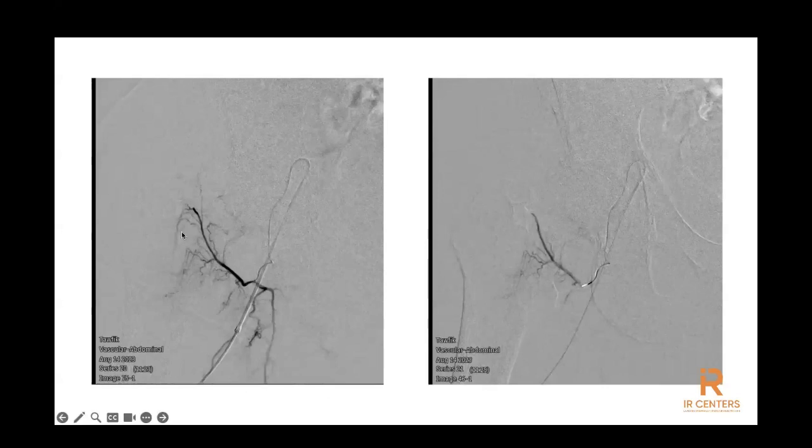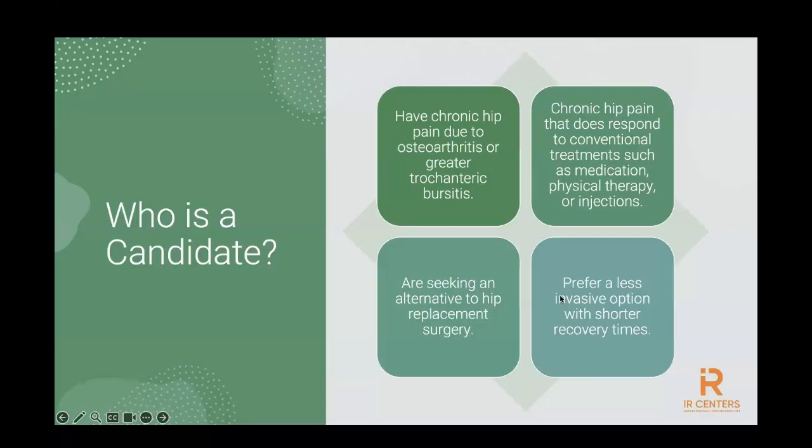And here's another example in somebody who has maybe a milder case where you see this area here and these abnormal arteries over here and here. And this is what this looks like before and after embolization.